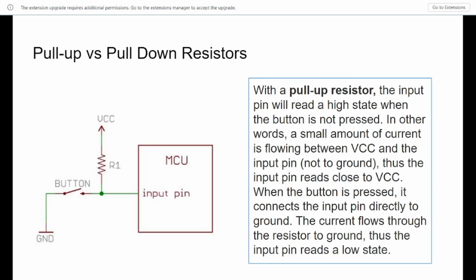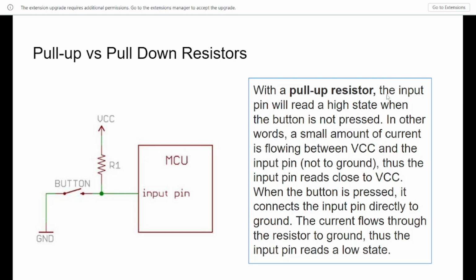Next, this is also a very important thing to understand: the difference between pull-up and pull-down resistors, because you will be using this on your breadboard activities. So this is a picture of a circuit. We have here the voltage power source, which is connected to a resistor, and then the button, which is open, and it is connected to the ground. This here is an input pin of your microcontroller.